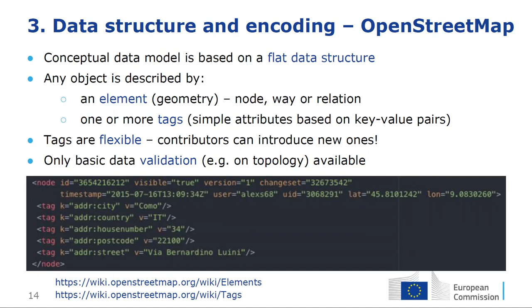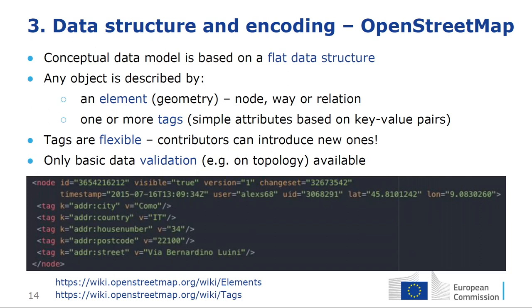So this is a big difference, because in INSPIRE there's an object-oriented model, so we have predefined objects with a predefined set of attributes. In this case, you can define anything by just one element and any number of tags you want. So it's a flat data structure, which allows any GIS client to basically handle OSM data without the need of specific functionality or transformation. Although the original encoding of OSM is still XML-based, this is just a node representing an address.